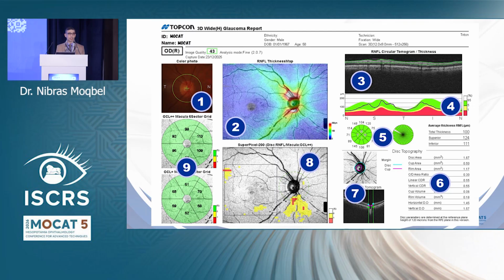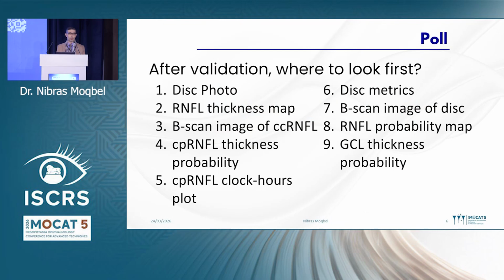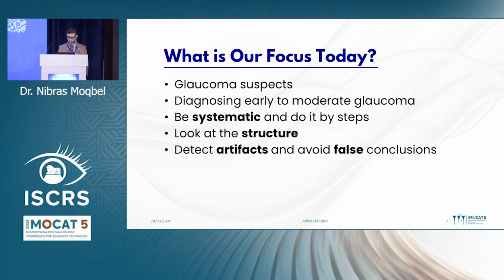So the question is, after validation, when we see glaucoma reports, where do we look first? You usually have a poll, but we will not use it this time because we lack the time. So do we look, for example, at the disc photo, at the thickness map, probability maps, etc.? So what would be our focus today?